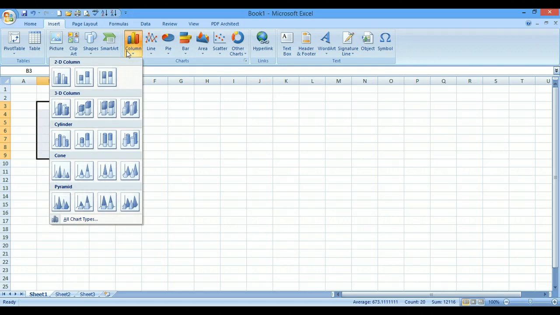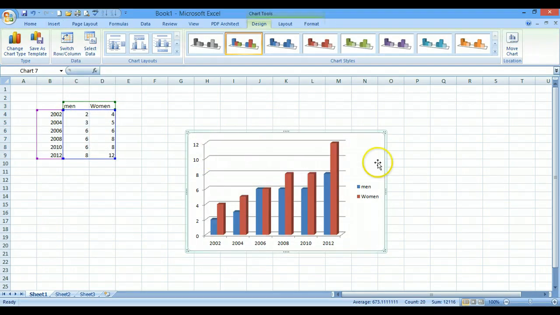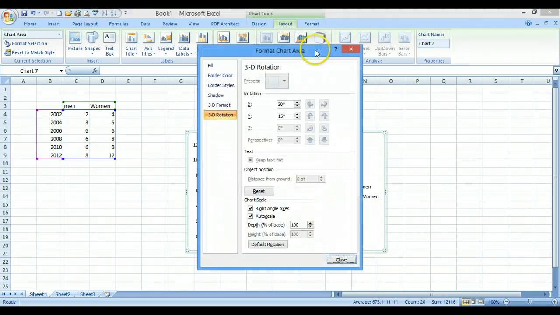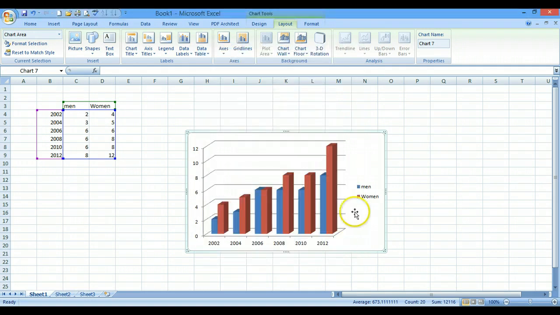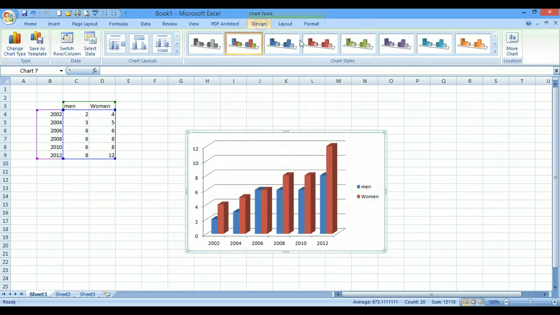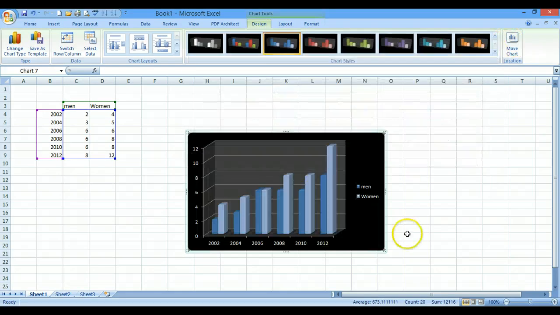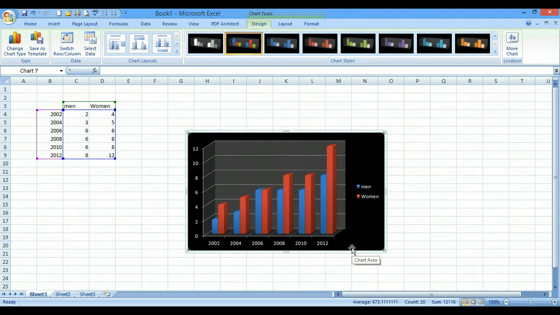To create a 3D graph, I can come into here like columns, and because I have my 2, I want to do my 2 next to each other, but you'll notice that it has 3D column. So I'll press that, and I all of a sudden have a 3D graph. I can even change it to make it look more 3D. I can rotate those a little bit so that it looks more like that. I can change the design, and there we go. We have a 3D graph, right?